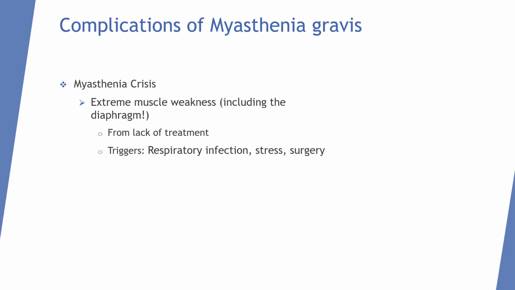Complications of MG include myasthenic crisis. This is extreme muscle weakness, including the diaphragm. This is life-threatening because obviously you need the diaphragm to breathe, and therefore the body has a lot of fail-safes to prevent the diaphragm from failing. This can occur from lack of treatment and from exposure to triggers like respiratory infections, stress, or surgery.